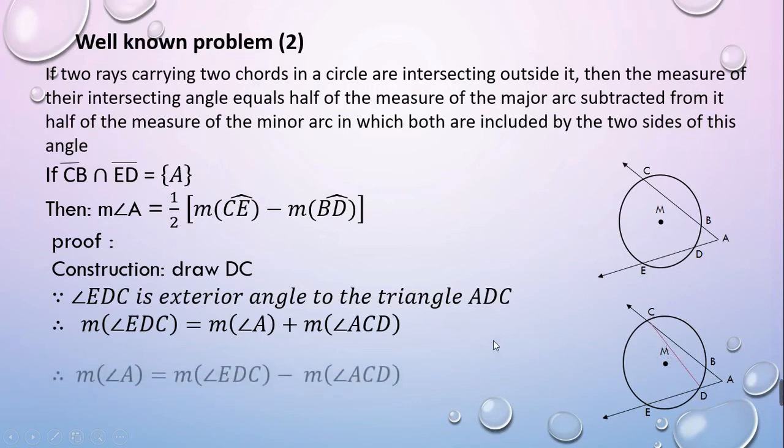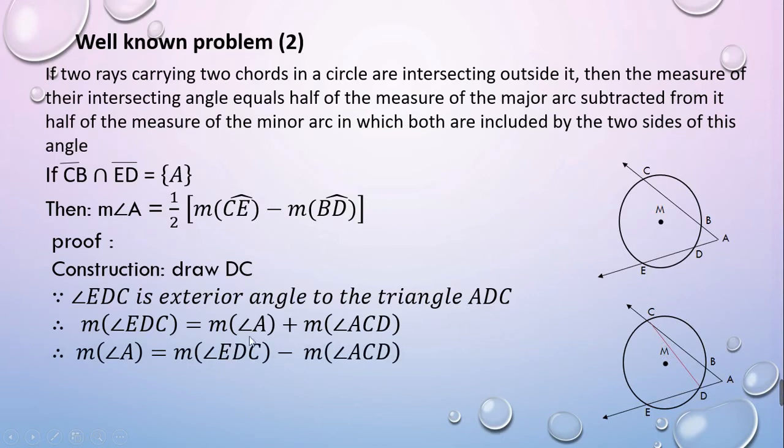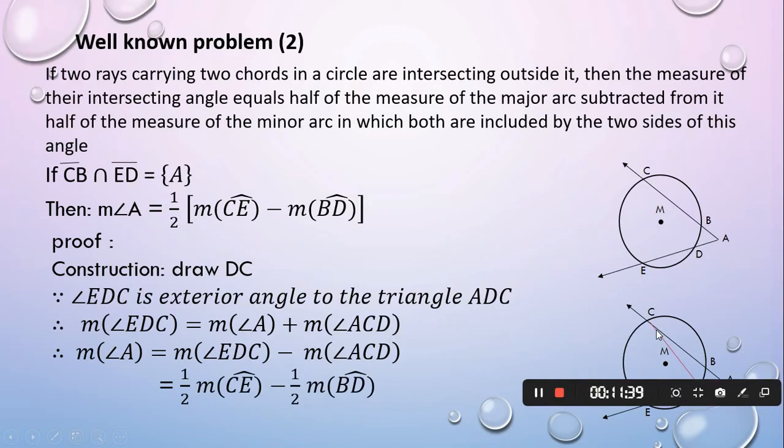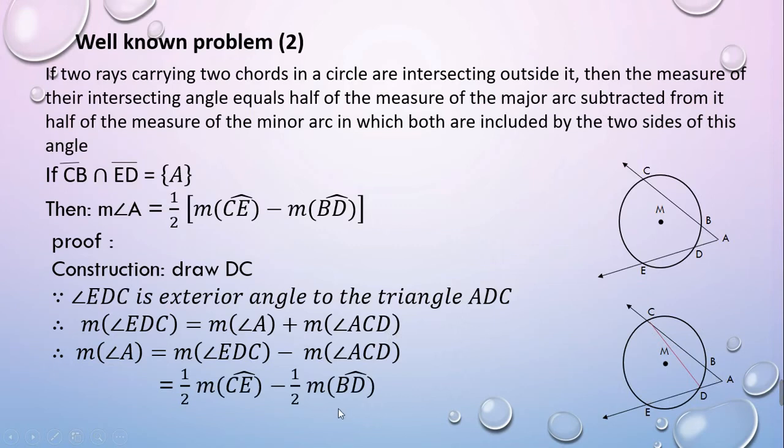So measure of angle A equals measure of angle ADC minus measure of angle ACD. Measure of the angle EDC equals half the measure of the arc CE, and measure of the angle ACD equals half the measure of the arc BD. I will take half as a common factor, so measure of angle A equals half the measure of the arc CE minus the measure of the arc BD.